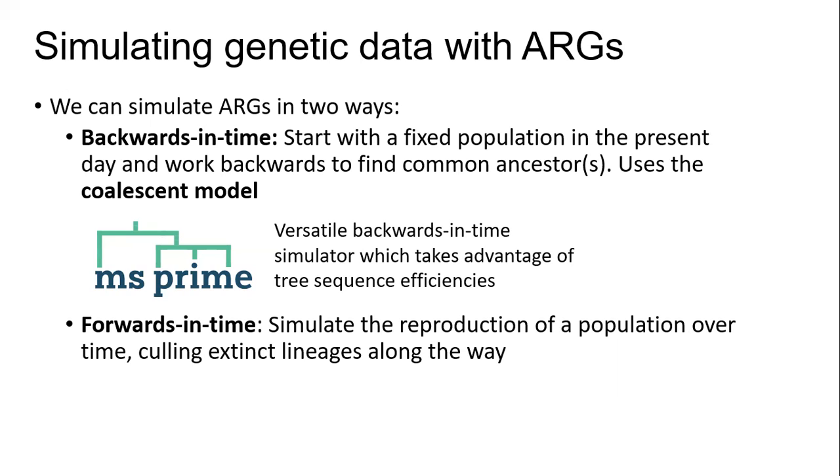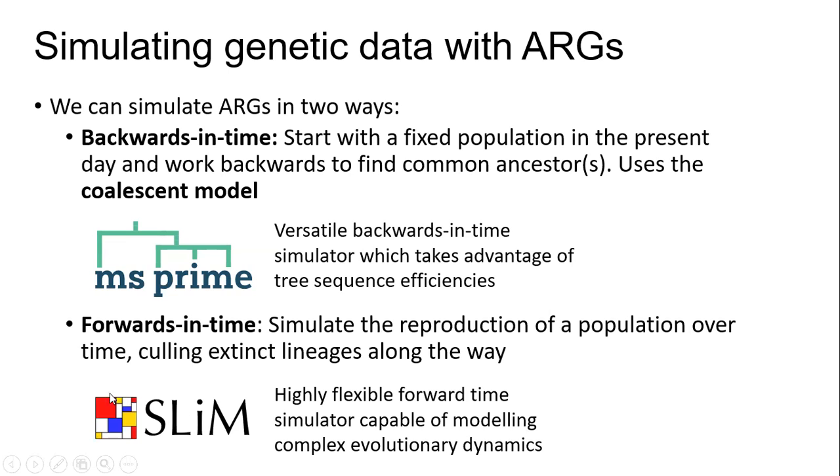SLiM is one of the most commonly used tools for that, which is also based on tree sequences. It's incredibly powerful in that it can model lots of very complicated evolutionary dynamics. It can even do spatial ecology type things. It can model populations in space with dispersion between, like, continents and things like that. So these forwards in time simulators have a lot more flexibility, but they're also generally slower. So there's a trade-off between them.